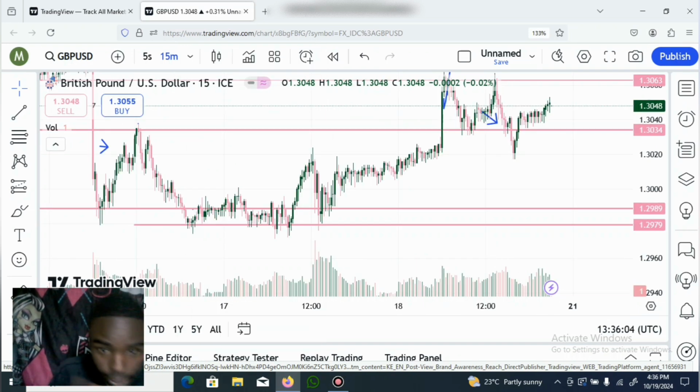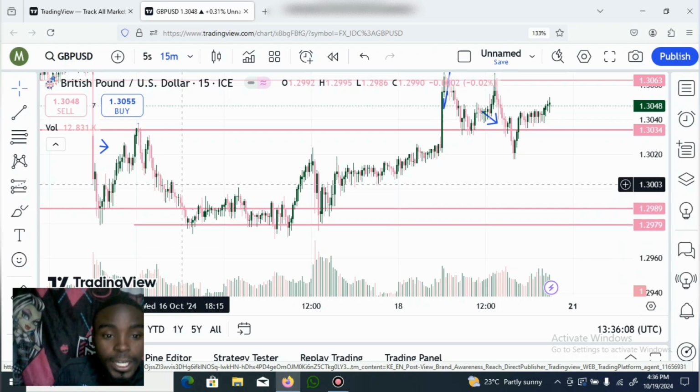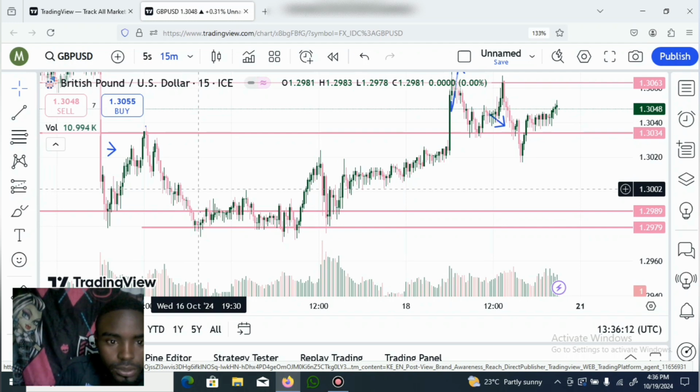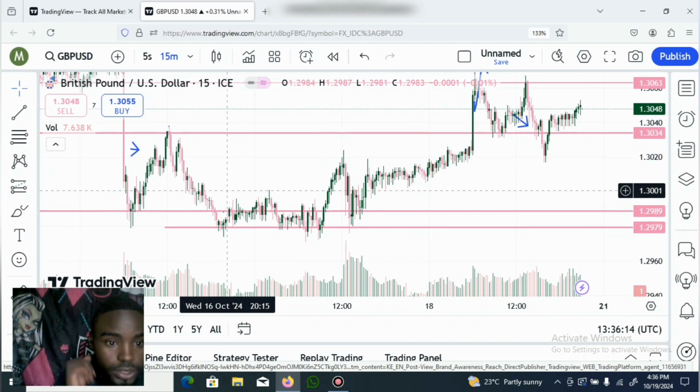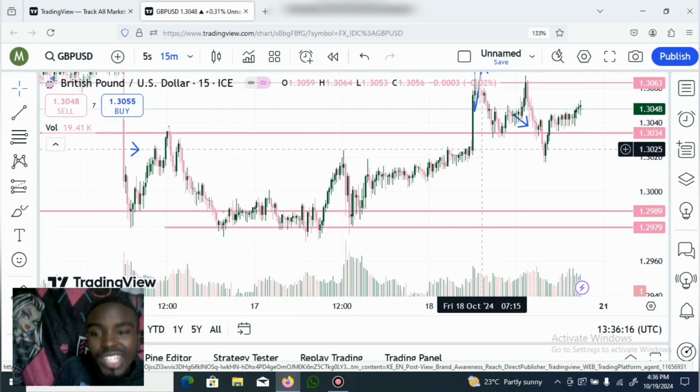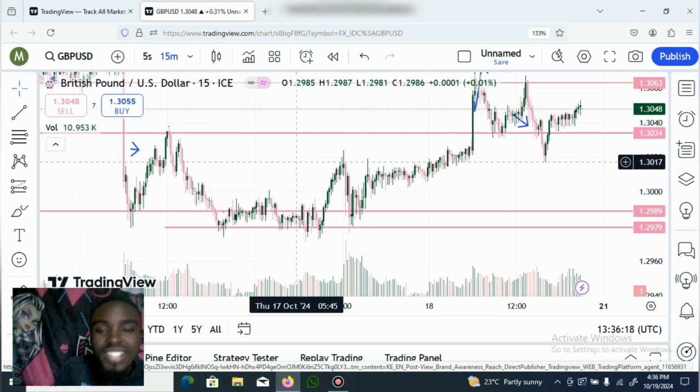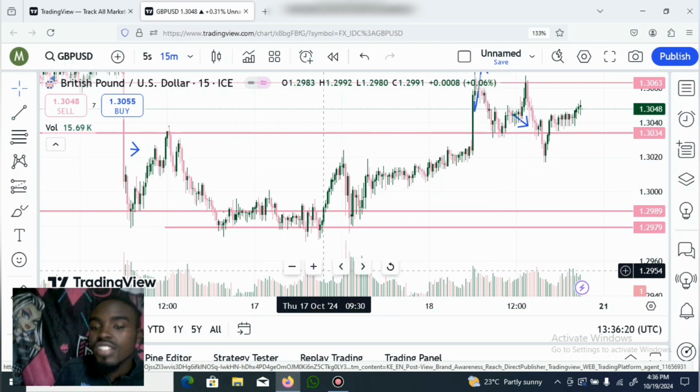It has sorted, guys. So internal liquidity happens here, guys. Let me show you an example of internal liquidity. Internal liquidity happens inside the range. So this is outside the range.